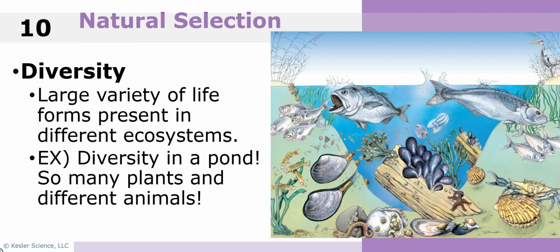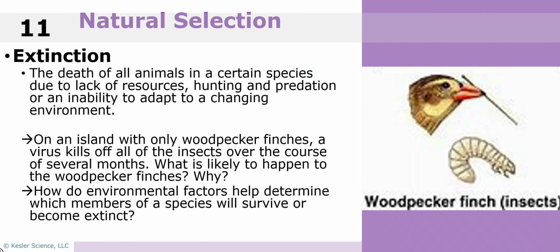Diversity is referring to the variety of life that's available or present in different ecosystems, and this variety comes about due to evolution. Now, sometimes all of the members of a certain species will die off due to lack of resources, hunting, predation, or the inability to adapt to some changing environment, and that's what we call extinction.